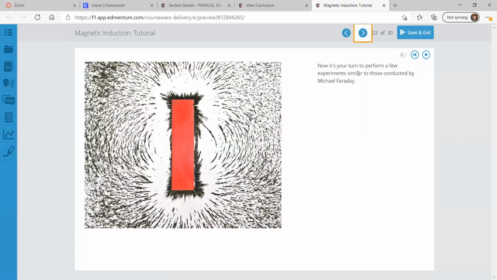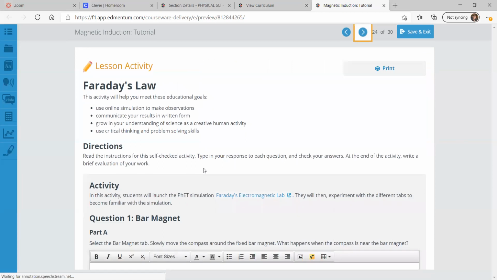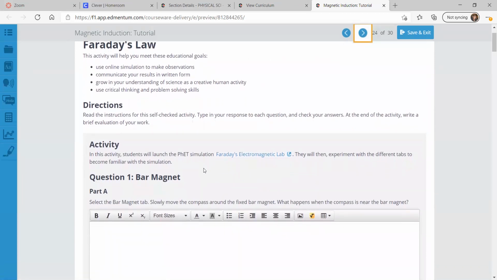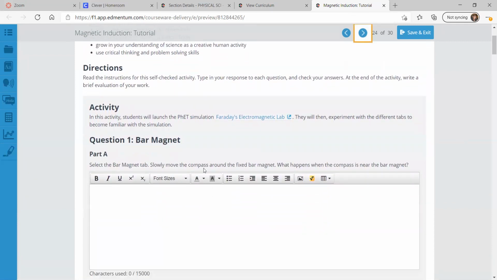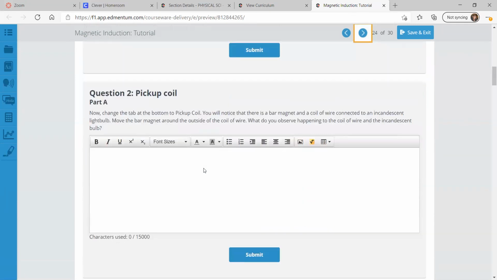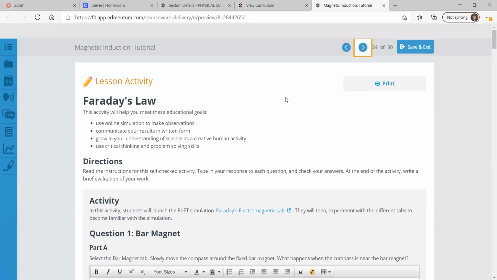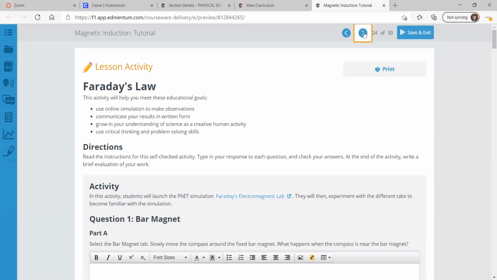Now it's your turn to perform a few experiments similar to those conducted by Michael Faraday. So we have this lab simulation, and I think I'll go through this next time after the lesson.